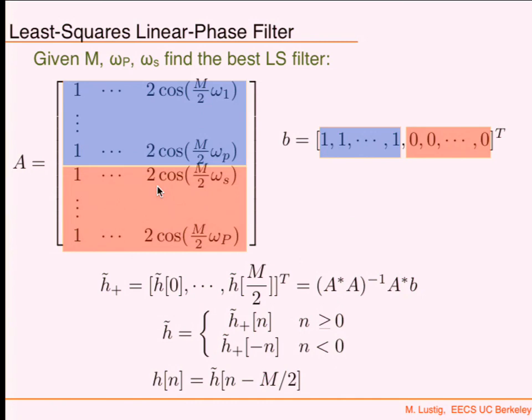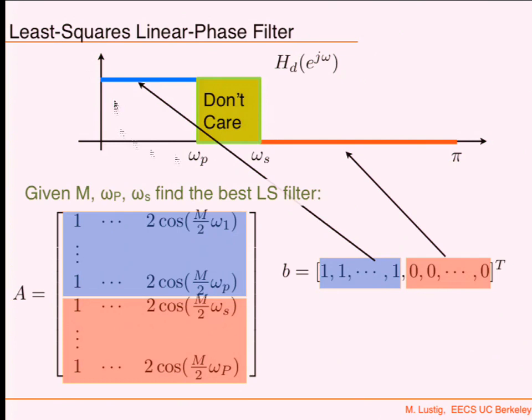Now, if you're not careful, though, I have to say, if that don't care region could be anything, then your function could actually explode. So maybe in the don't care region, you actually do care. Maybe you care that the energy in the don't care region should be small. So you can actually also put a penalty there as well. So again, you gotta watch out there.